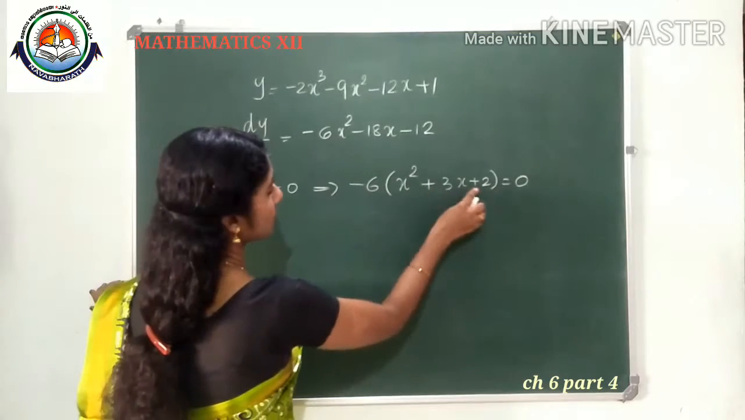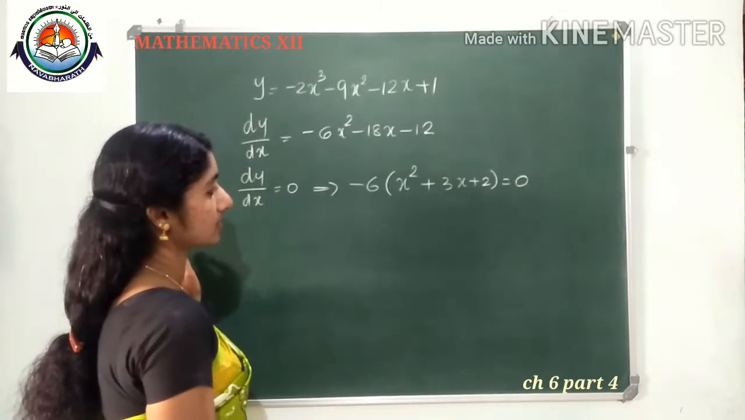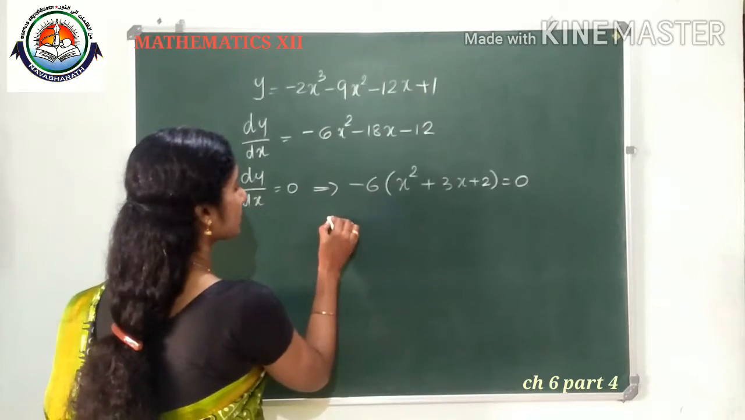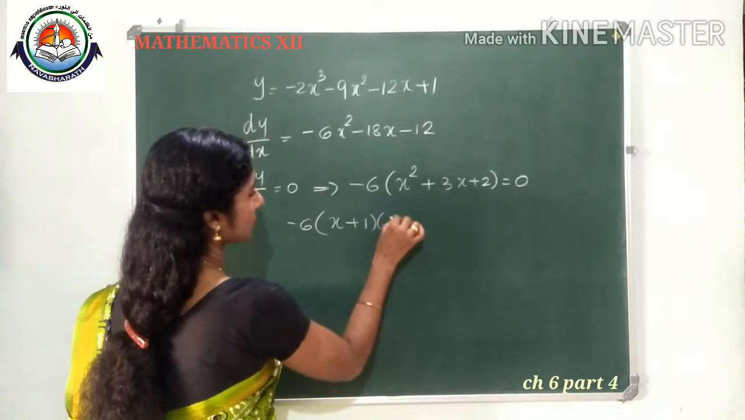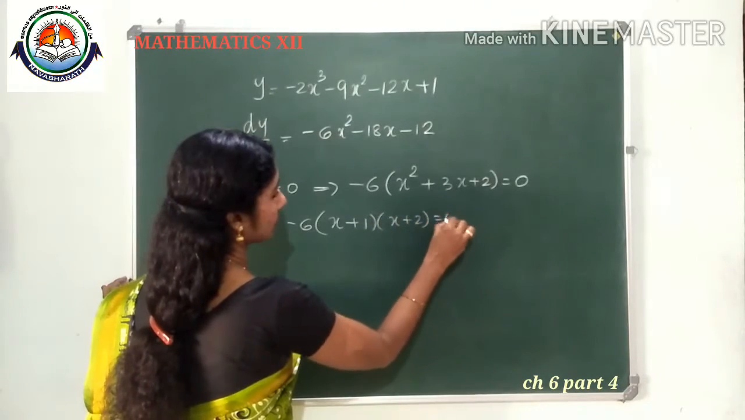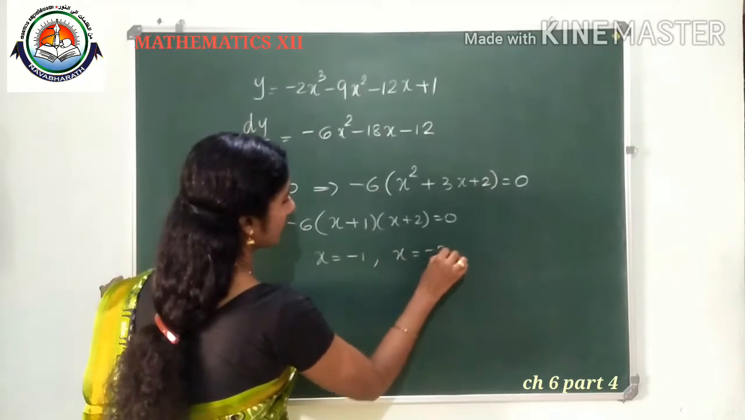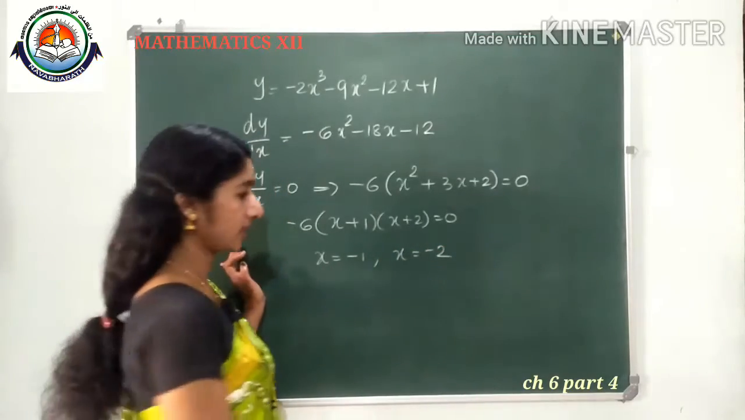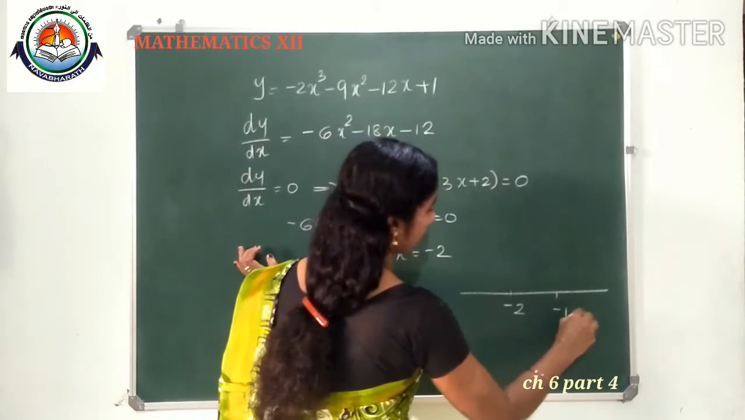Which implies, factorize this one, x square plus 3x plus 2: two numbers whose product is 2 and sum is plus 3. So the numbers are 1 and 2. We are getting minus 6 into x plus 1 into x plus 2 equal to 0. From here we are getting x equal to minus 1 and x equal to minus 2. Two values we are getting. So how many intervals will there be with minus 2, minus 1?